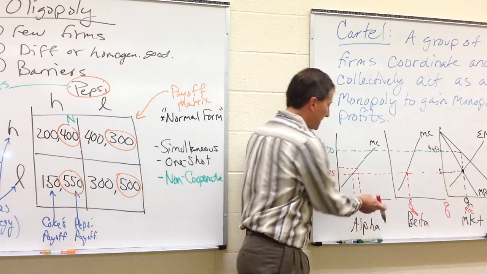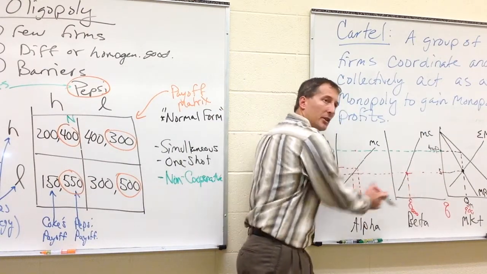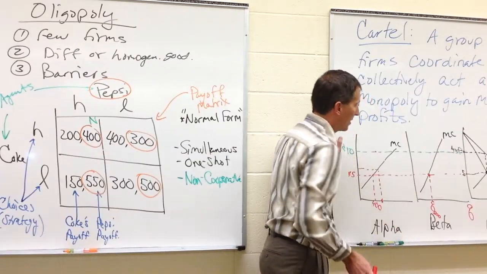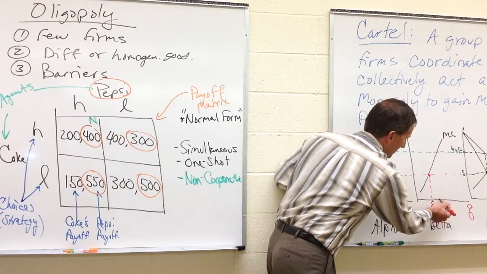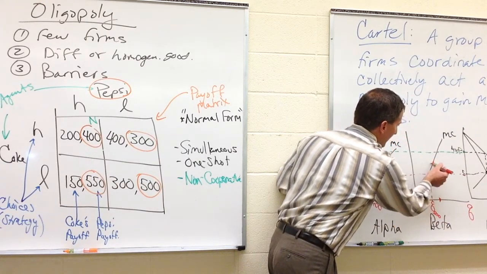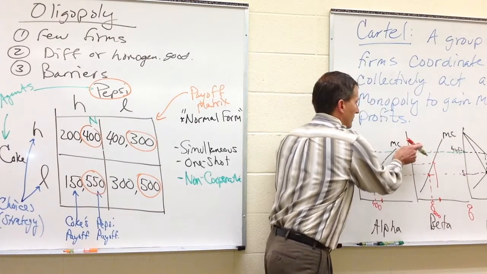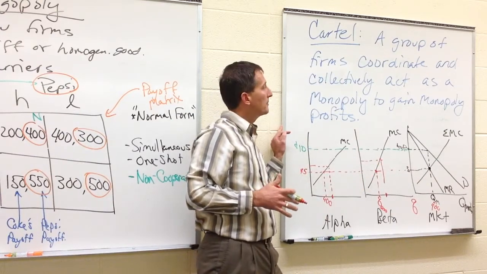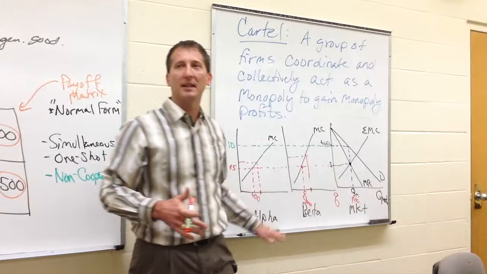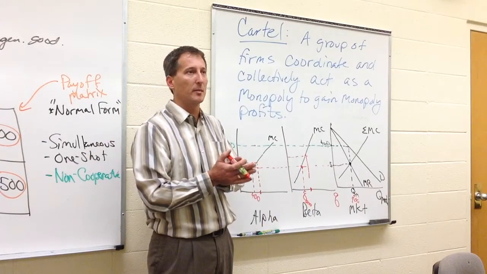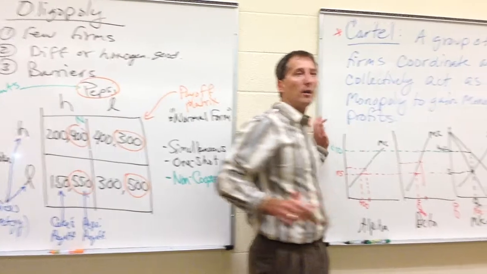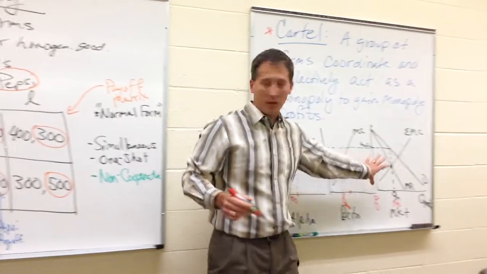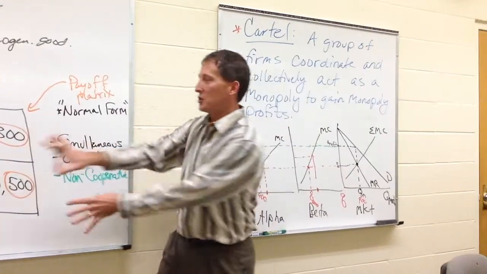So alpha has incentive to cheat on the agreement because the revenue generated by an extra baggie is greater than the cost. Well, beta is in the same position. An extra baggie cost less than what the expected price is, and so beta also has incentive to cheat. And so what we find is that both companies tend to cheat on these agreements, and cartels tend to fall apart. All right. So that's a different way of thinking about the cheating phenomenon here.